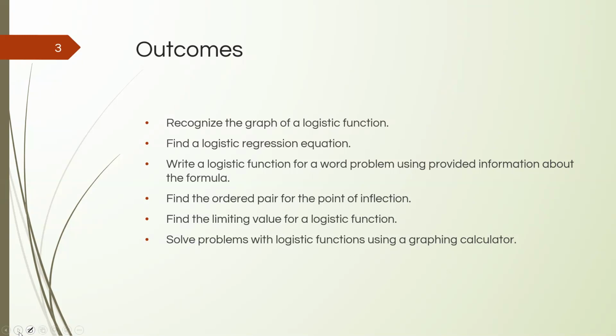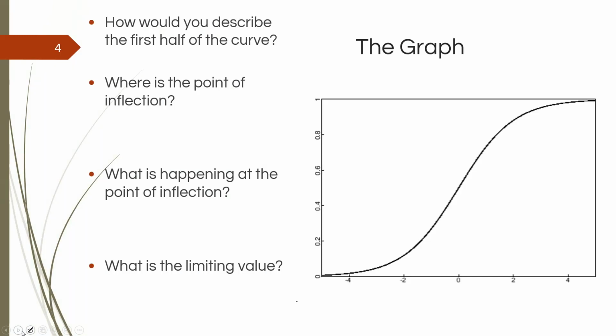And our final outcome is to solve problems using the graphing calculator. And we have been using the graph to solve. So again, that is review, but we will work with these in particular. So we're dealing with our first outcome of the graph. We're going to take a look at the graph.